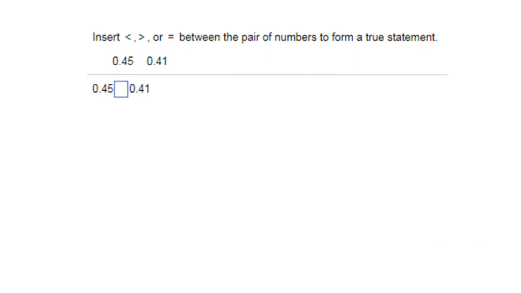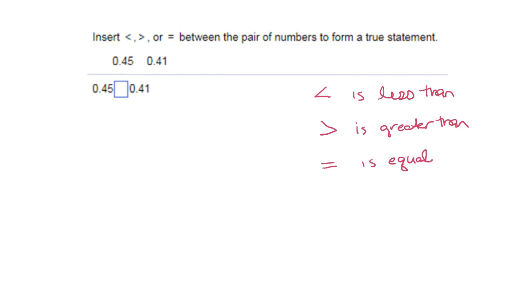Insert less than, greater than, or equal to between the pair of numbers to form a true statement. So let's go over our inequality symbols. This one means is less than. Is greater than. And this one is equal to. So remember, the crocodile mouth opens to the larger number, or you can think of these as pointing. The little arrow end, the point part, is towards the smaller number.